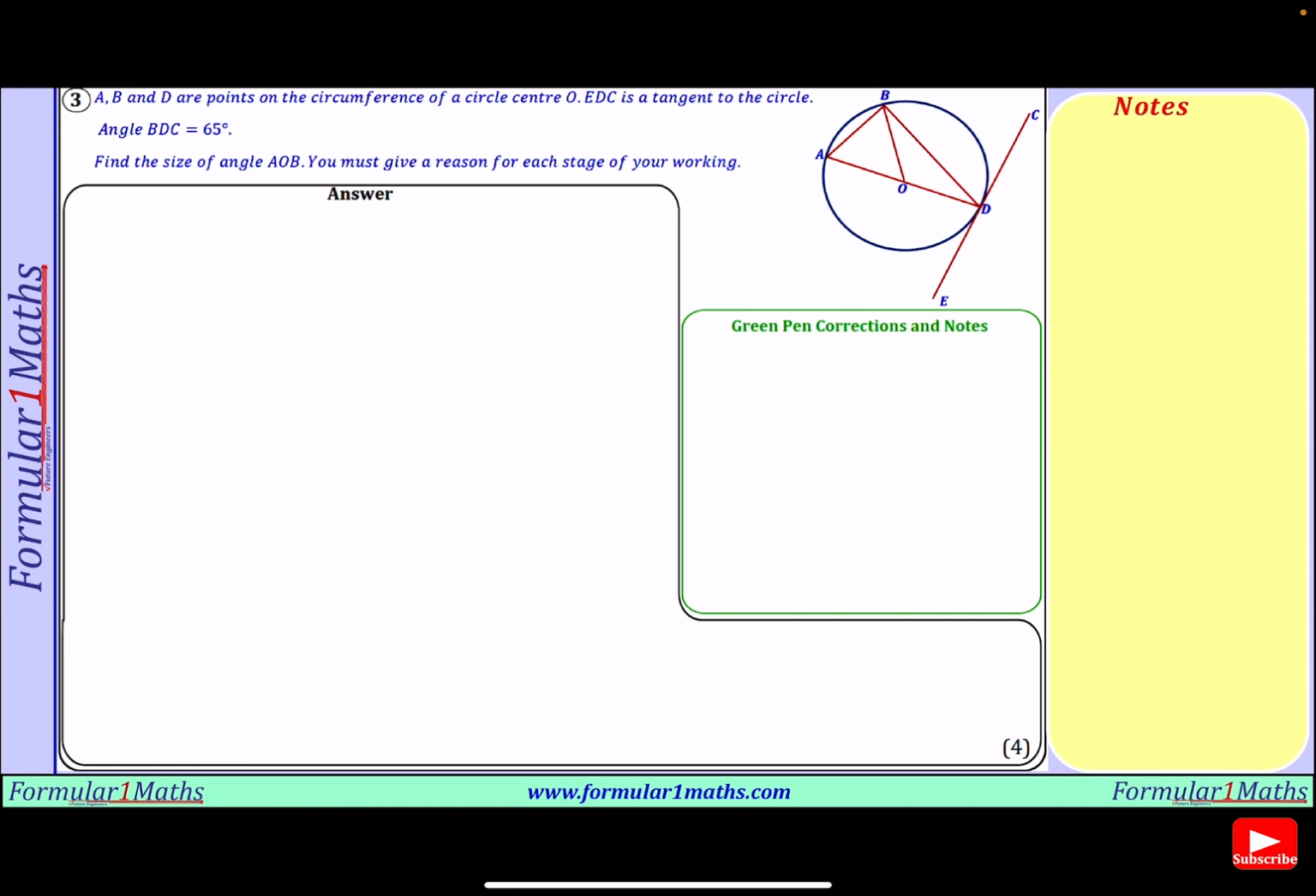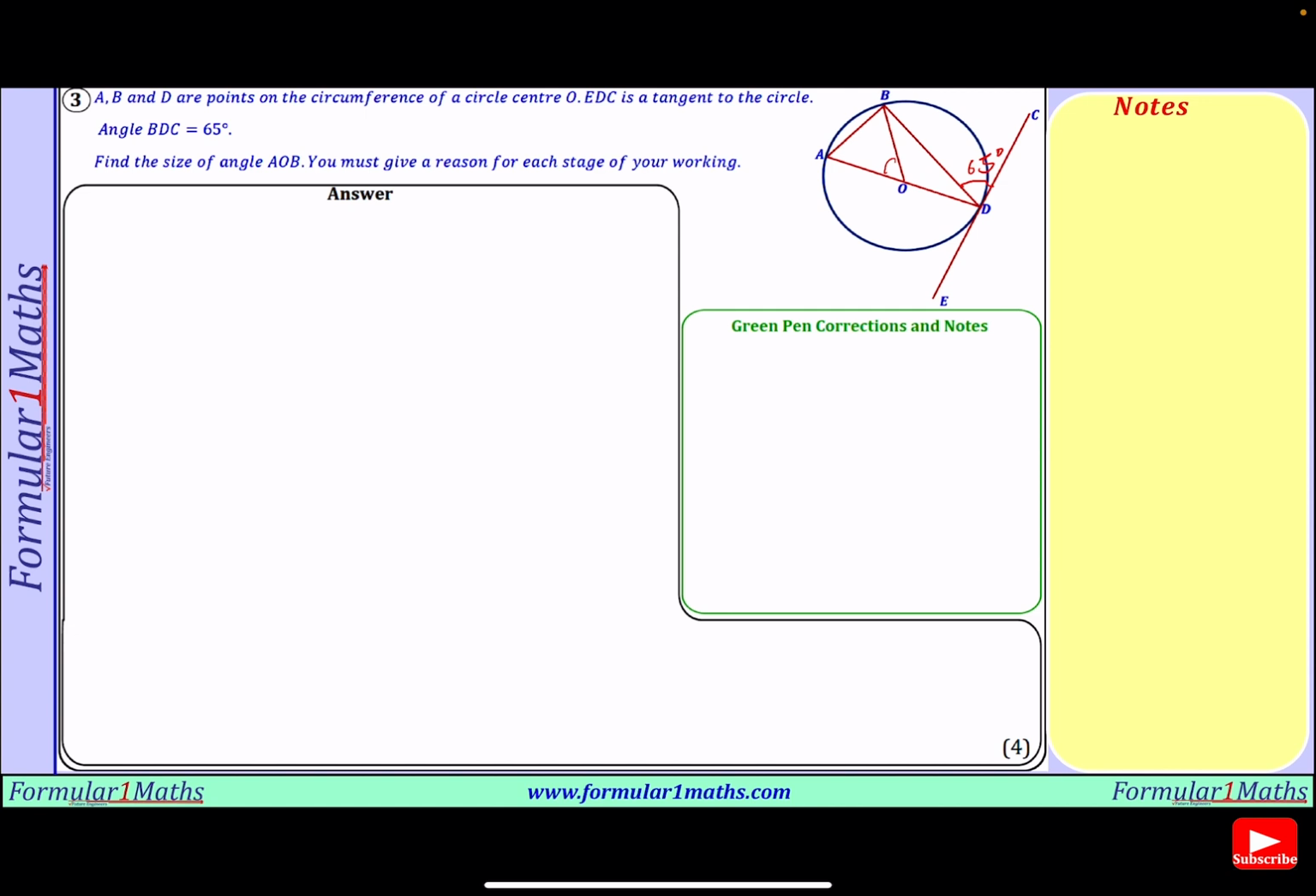Question 3. A, B, and D are points on the circumference of a circle, center O. ADC is a tangent to the circle. Angle BDC is 65. This angle BDC is 65 degrees. Find the size of angle AOB. Angle AOB is this one here. You must give a reason for each stage of your working.